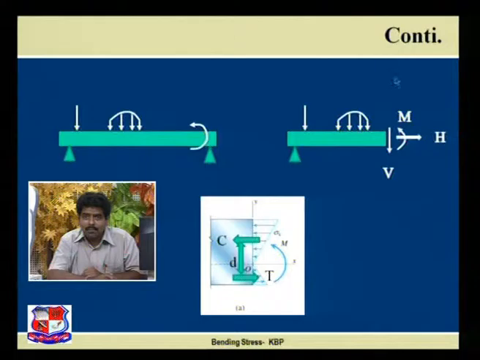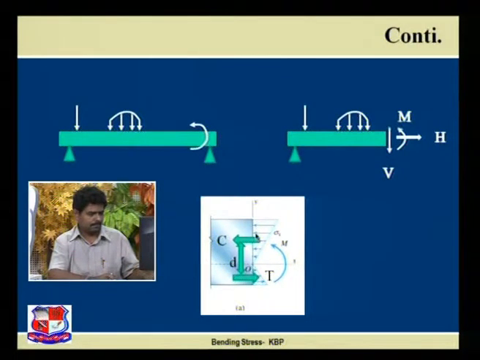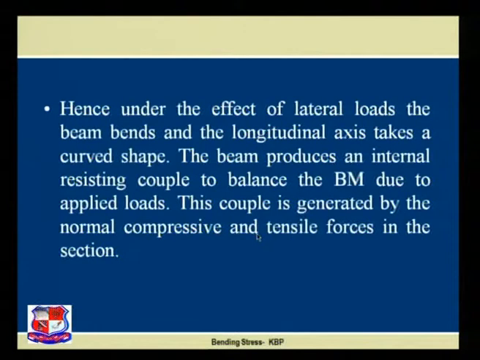Now this bending moment M causes compressive force on the top fibers and tensile forces on the bottom fibers. The stresses developed by these forces at this particular section are called the bending stress. Hence, under the effect of the lateral loads, the beam bends and the longitudinal axis takes a curved shape. The beam produces an internal resisting couple to balance the bending moment due to applied loads. This couple is generated by normal compressive and tensile forces in the section.